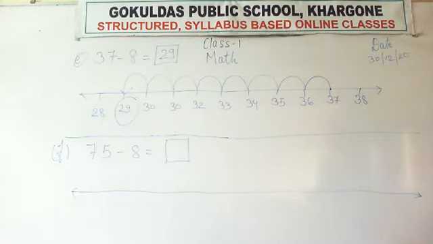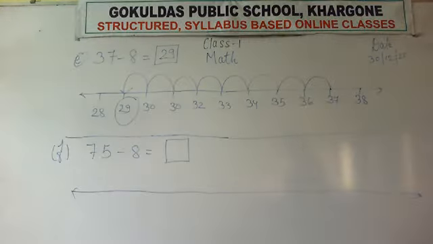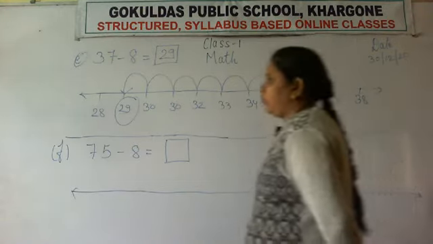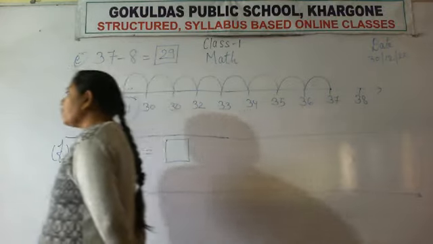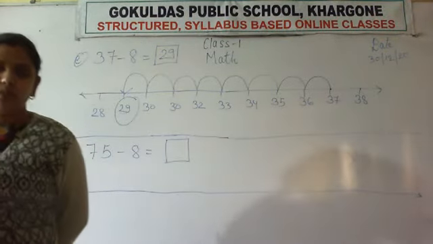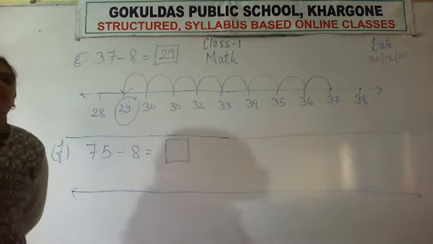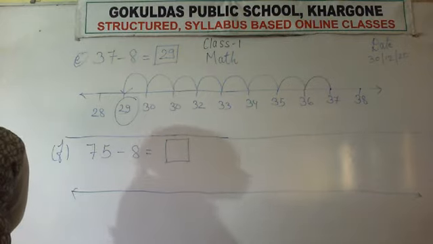Done? Solve fast. 75 minus 8. This is the question.